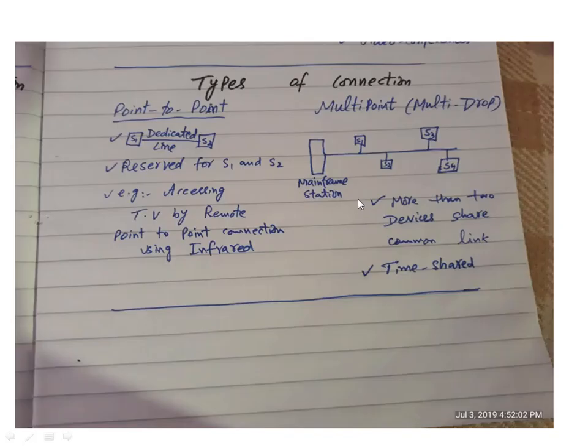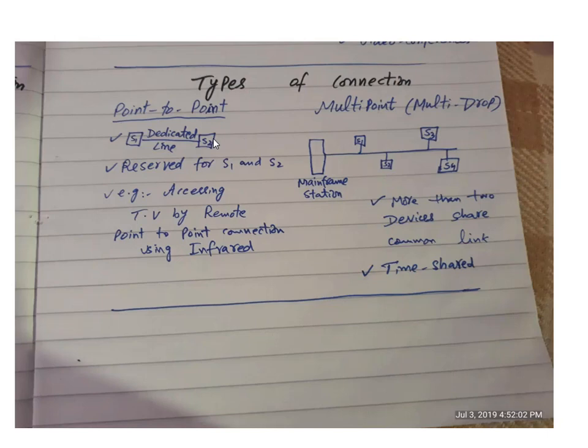Next, we will move on to types of connection. There are two types of connection, point to point and multipoint. We can also call multipoint multi-drop. This is a very important term you have to remember. In point to point, only a single dedicated line is used. System 1 and system 2 both can communicate through a single dedicated line. This dedicated line is reserved only for system 1 and system 2, and no one else can have access. For example, accessing a TV by remote is a point-to-point connection. They are using infrared rays.